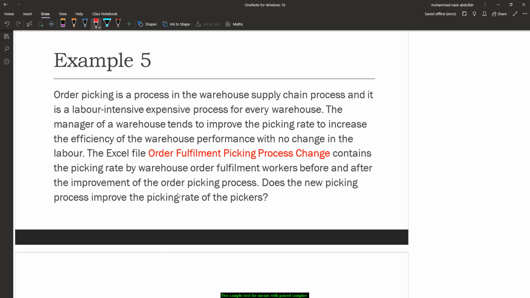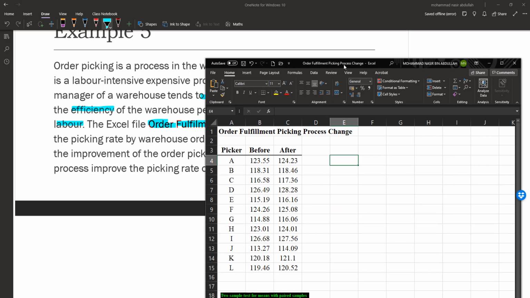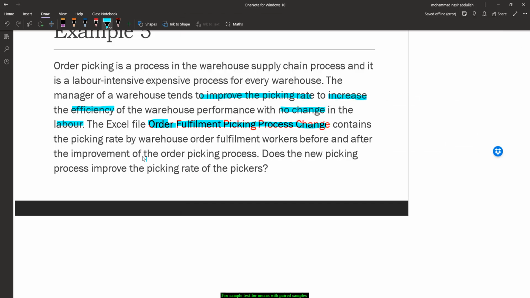Let's look at example number 5. Order picking is a process in the warehouse supply chain. It is a labor-intensive, expensive process for every warehouse. The manager of the warehouse wants to improve the picking rate to increase the efficiency of the warehouse performance with no change in the labor. The Excel file, order fulfillment picking process change, I already uploaded into the discussion group, so you can download it. It contains the picking rate of warehouse order fulfillment workers before and after the improvement of the order picking process. The question is, does the new picking process improve the picking rate of the pickers?